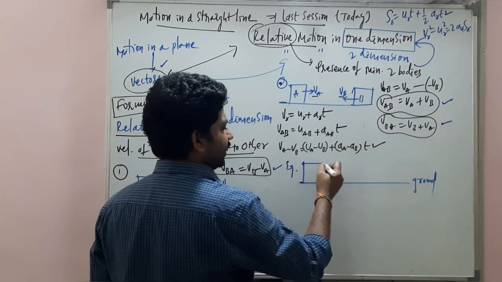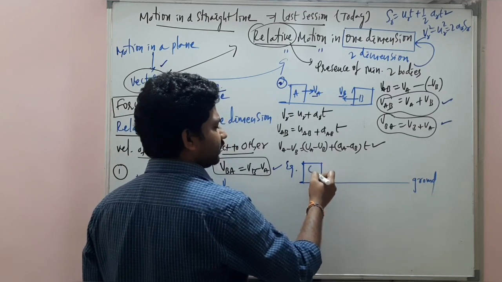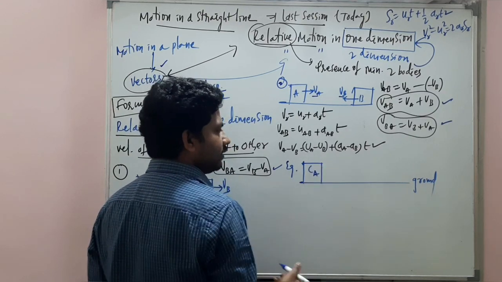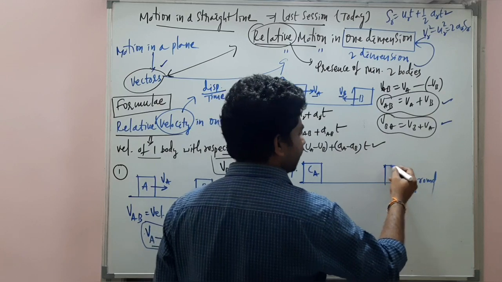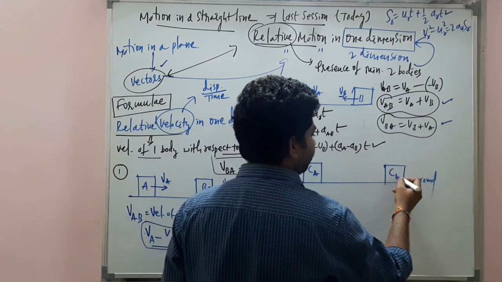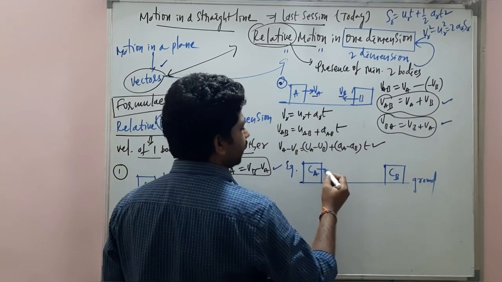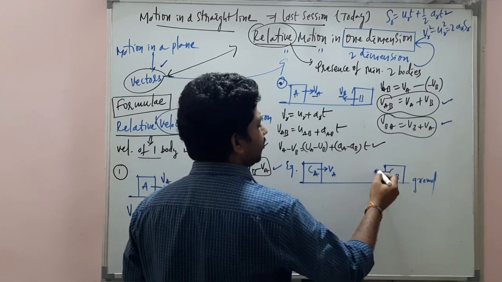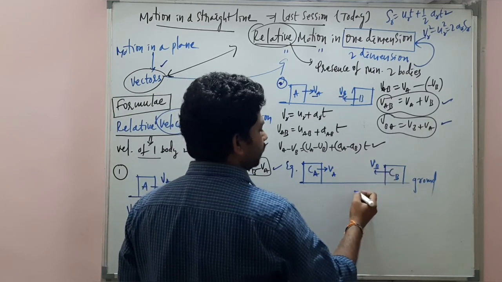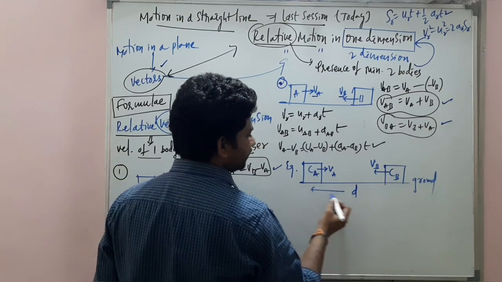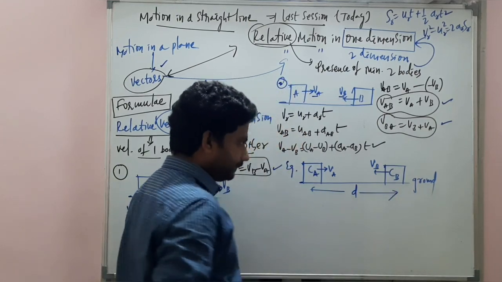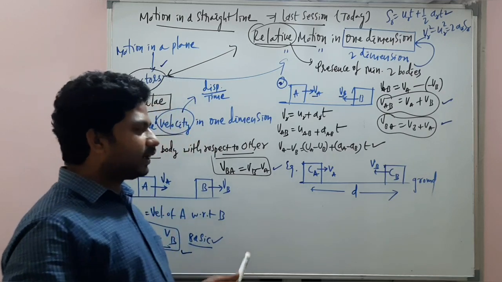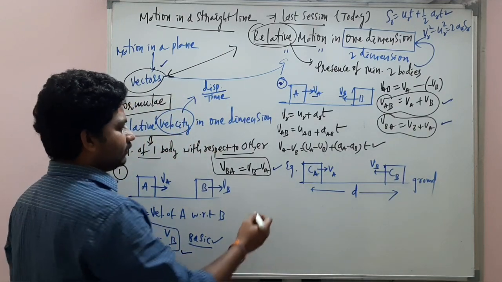So there is a car here, right? Imagine it's car A. So there is another car B. Car A is moving with the speed VA. Car B is moving with the speed VB. And initially both are separated at a distance D. Alright? Simple.